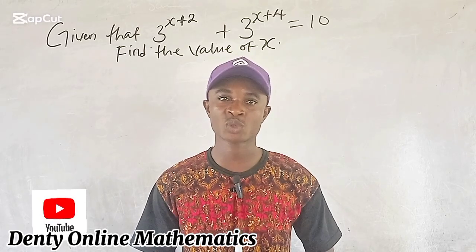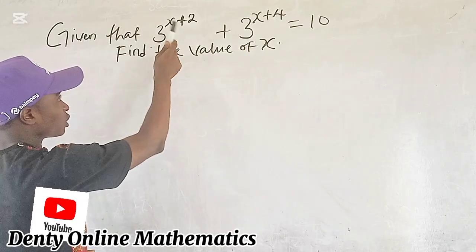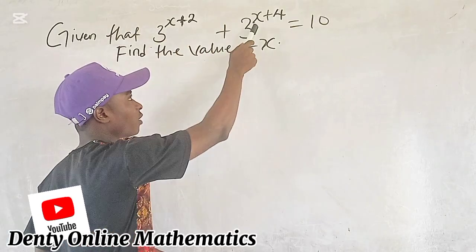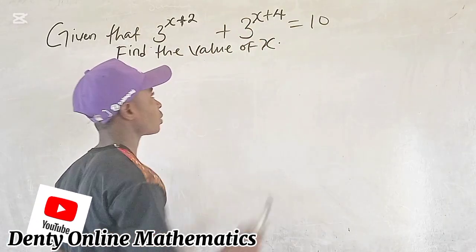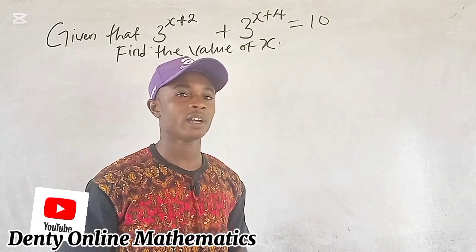Now let's look at what we have here on the board. We are given that 3 raised to the power of x plus 2 plus 3 raised to the power of x plus 4 is equal to 10. And we are asked to find the value of x.